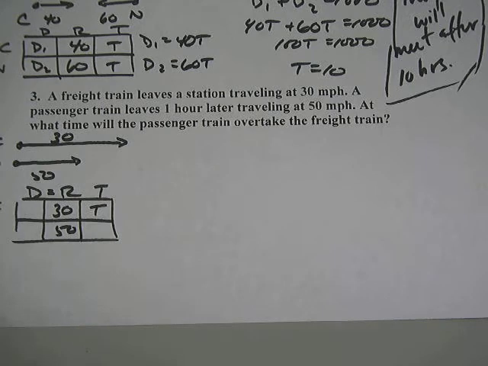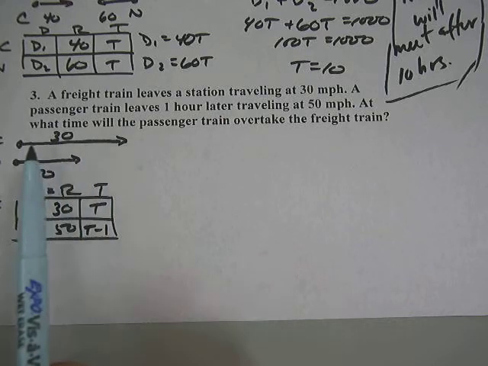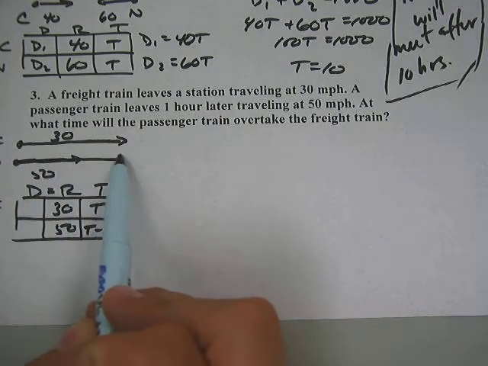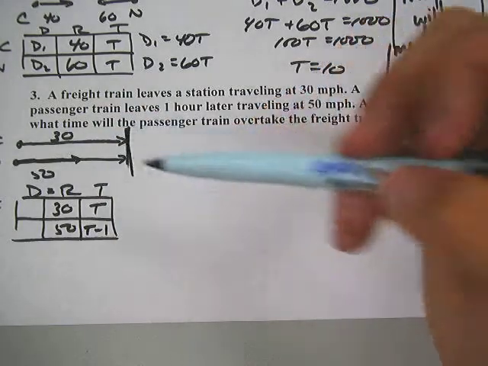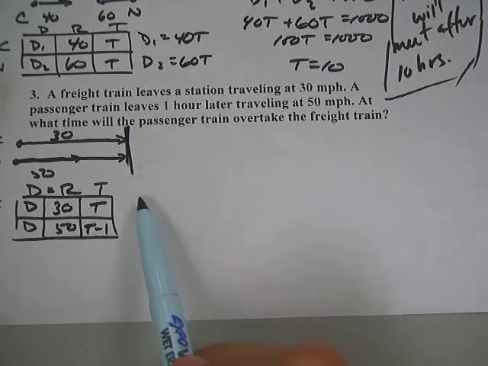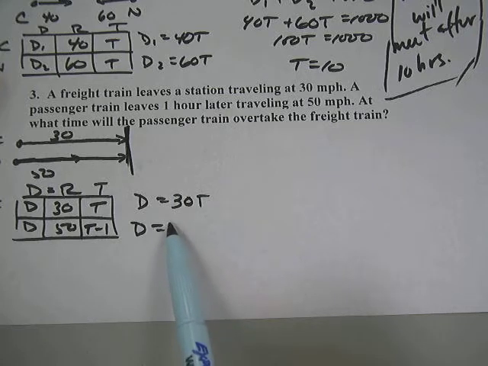So how do we describe their time? Well, if the freight train, if we just call that T, then how does the passenger train compare? Well, it's going to be T minus 1 because it's leaving an hour later, so therefore it's traveling an hour less. What about their distances this time? Well, their distances this time are going to be identical. Eventually, because you're being asked, when will this one eventually catch up? So their distances will be the same.